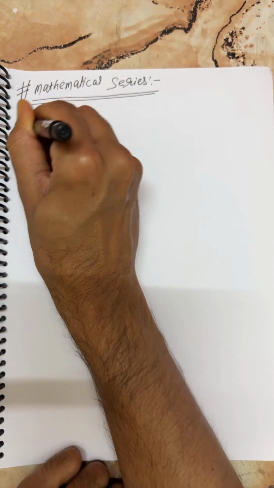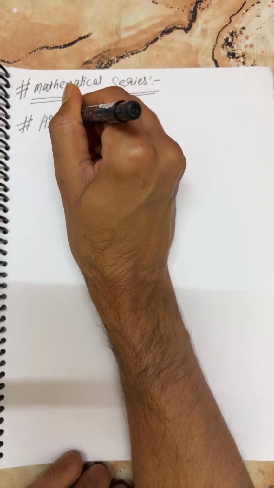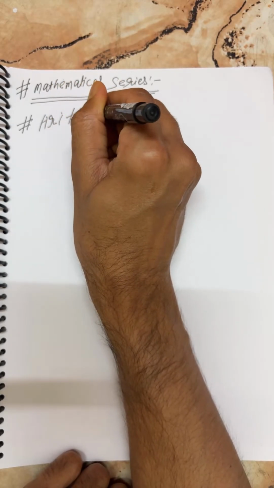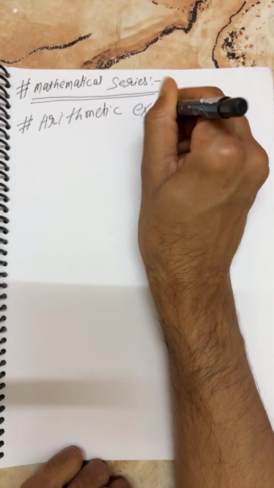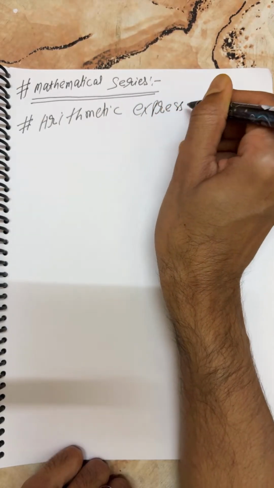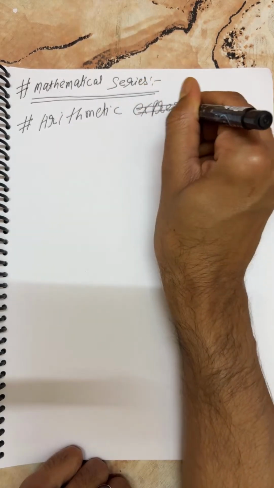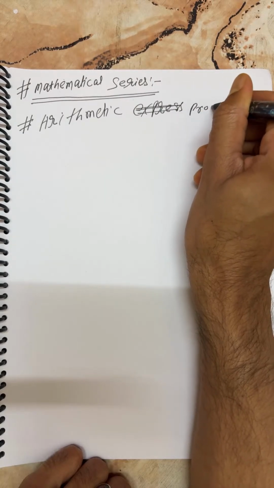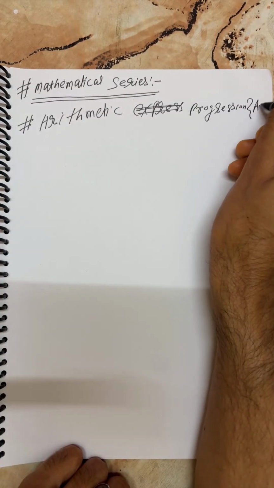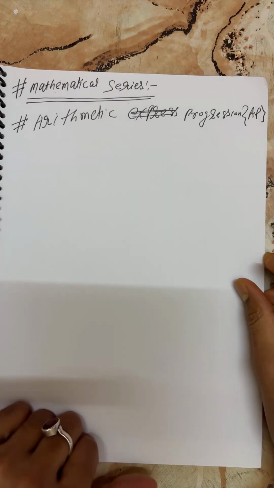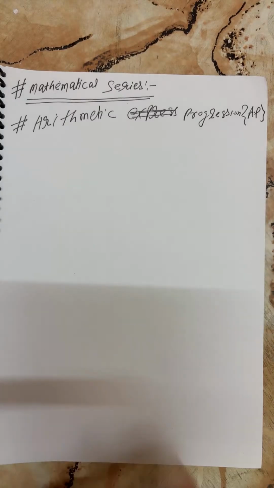First, I'll explain arithmetic progression. Arithmetic progression you can write in short as AP.